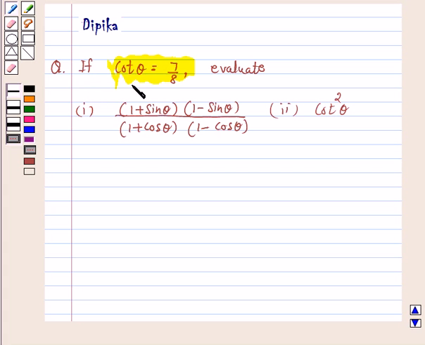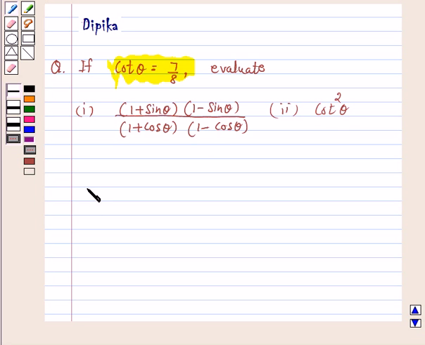If cot theta is equal to 7 upon 8, evaluate part 1, (1 plus sine theta) into (1 minus sine theta) upon (1 plus cos theta) into (1 minus cos theta), and part 2, cot square theta.